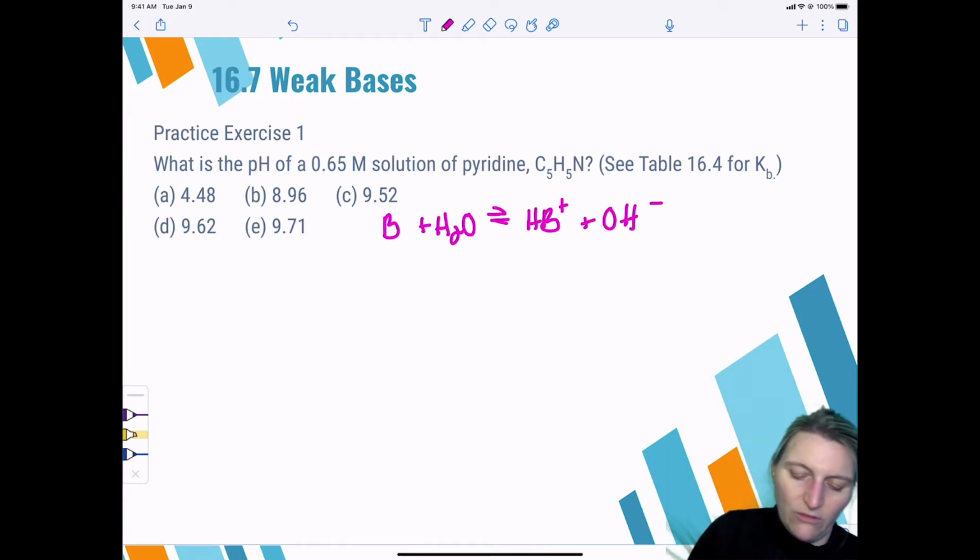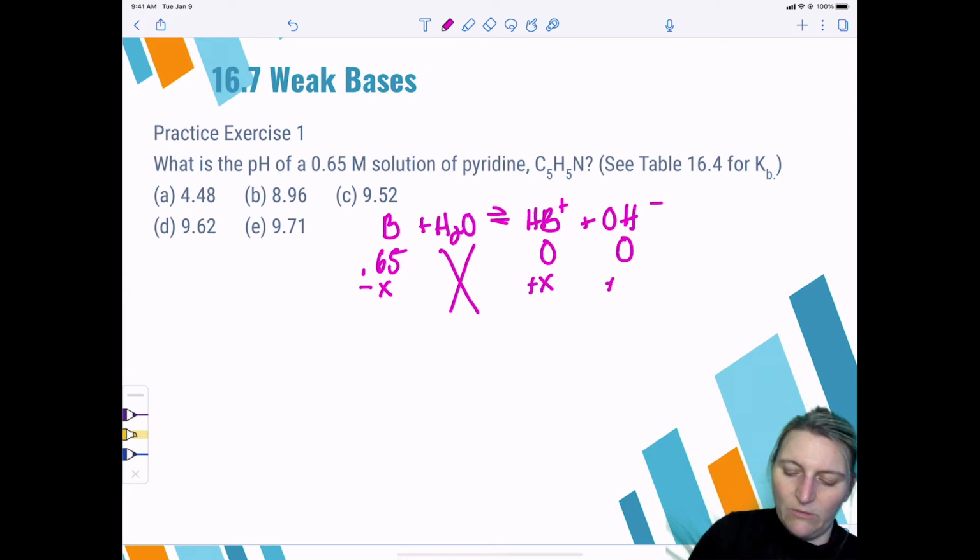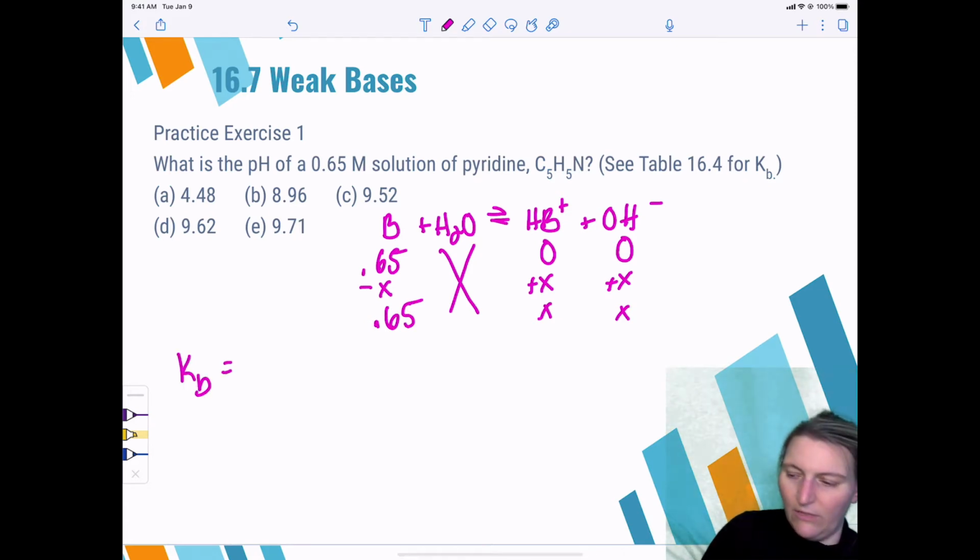And I know that the concentration of my base is 0.65. And water doesn't count, and this is 0, 0. And this will be minus X, plus X, plus X. X squared, again, negligible, right? KB is equal to, look it up on the table, 1.7 times 10 to the negative 9. That equals X squared over 0.65.